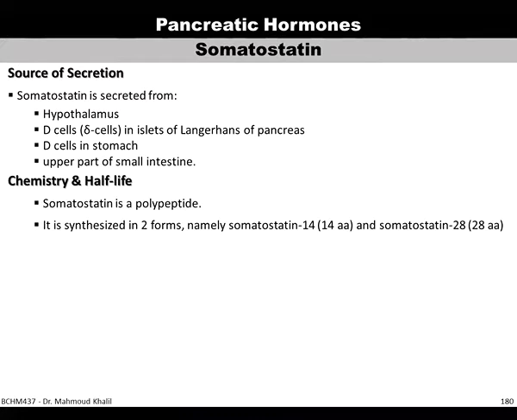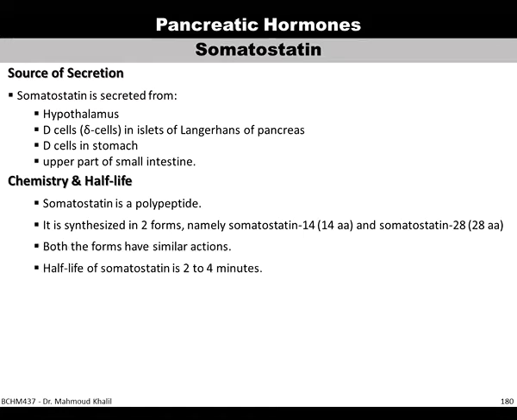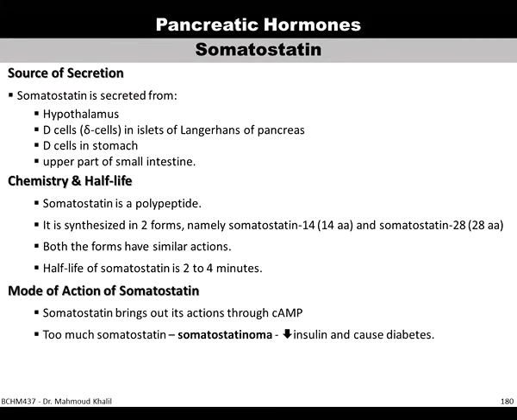Somatostatin is a polypeptide. It's synthesized in two forms, namely somatostatin 14 and somatostatin 28, based on the number of amino acids of the peptides. Both forms have similar actions, while the half-life of somatostatin is around 2 to 4 minutes. Somatostatin brings out its action through cyclic AMP as well. Too much somatostatin will lead to a condition called somatostatinoma, which leads to a decrease in insulin and causes diabetes.